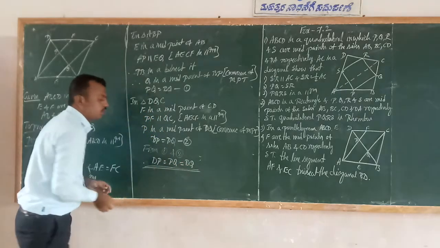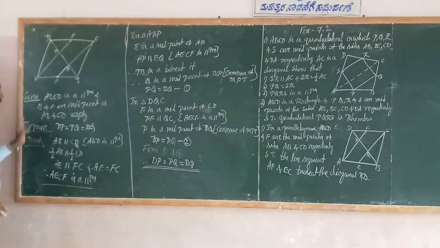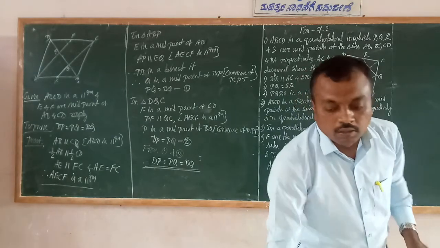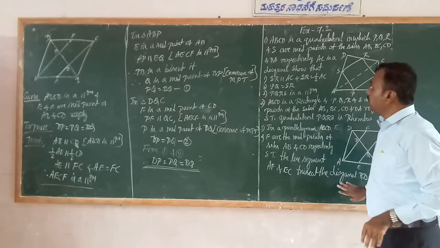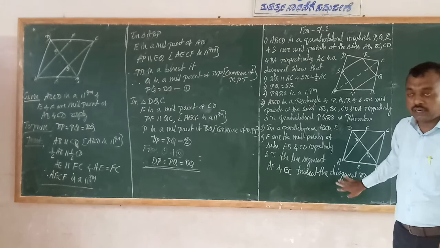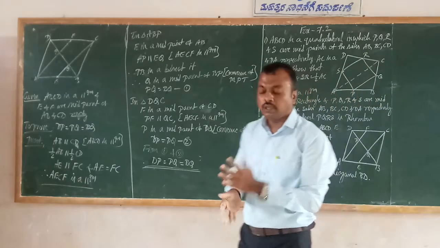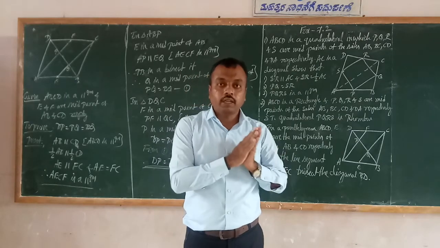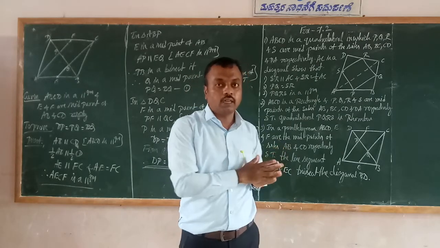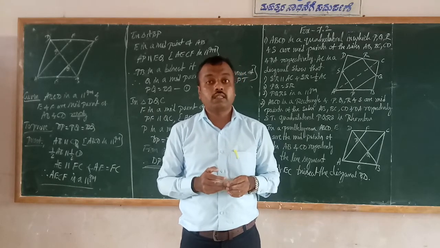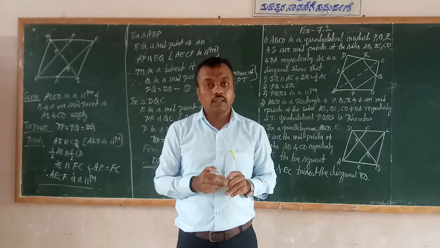Understood? So like this we prove it. Practice on your own. This will definitely come in the examinations. In this exercise, there are 6 or 7 questions. I will show only 3 questions. The remaining questions you have to solve on your own. Okay, students, this chapter, the quadrilaterals chapter, will be completed. In the next classes, we will discuss the construction of triangles. Okay. Thank you.